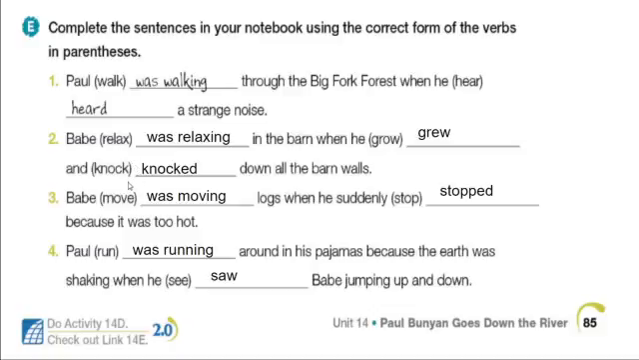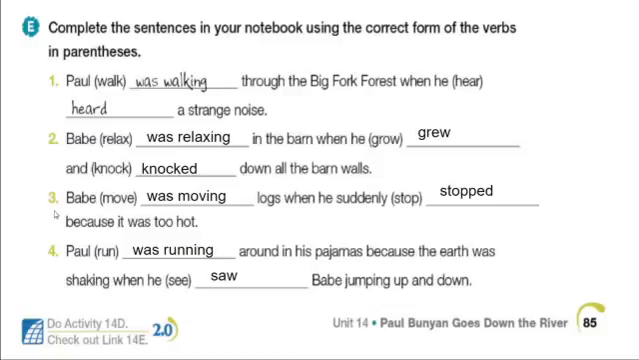In parentheses, you have a verb. Very good. This verb is regular. Este verbo es regular. Para hacerle en pasado, ¿qué tenemos que hacer? Muy bien, tenemos que aumentarle ed al final. And it is all. Eso es todo. Down all the barn walls.